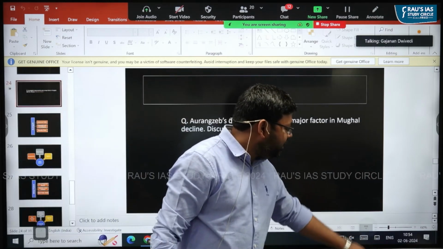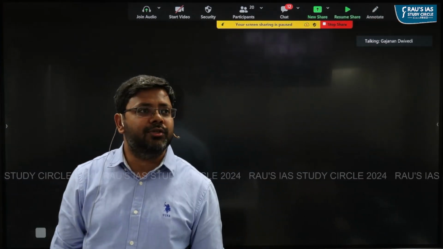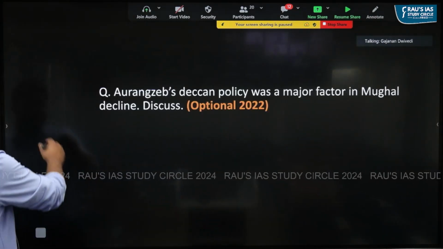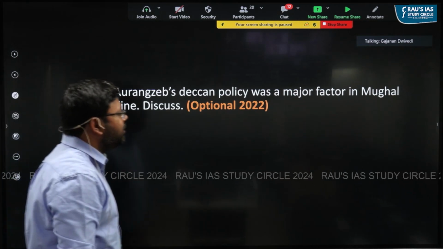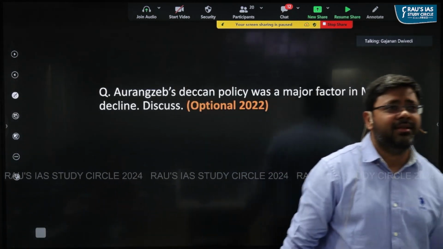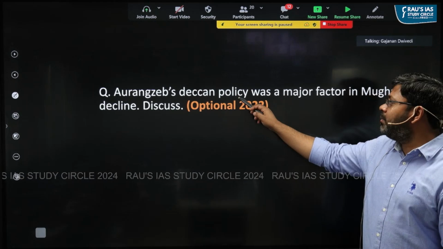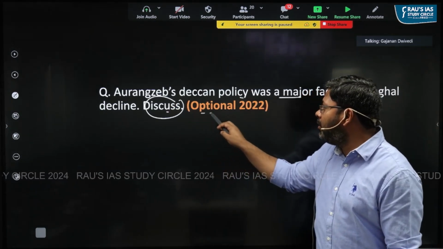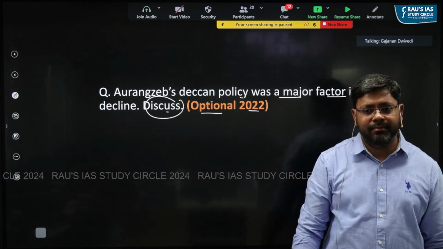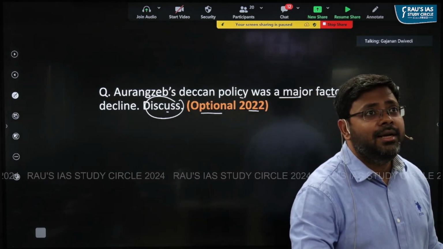देखिए 2023 का हमने एक सवाल सॉल्व किया था. I will show you a question from 2022 optional. Aurangzeb's Deccan policy was a major factor in Mughal decline. Discuss. Optional 2022. एक सवाल पूछा उन्होंने. अब ध्यान दीजिए.